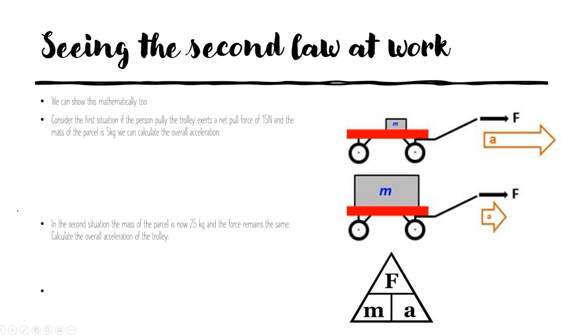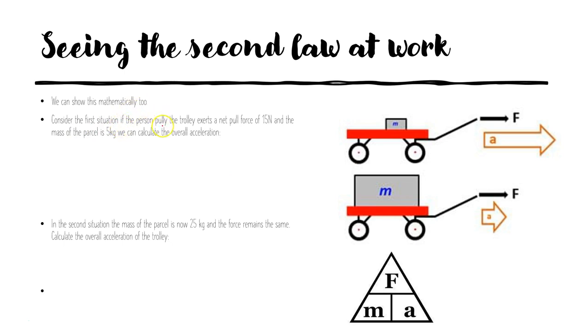So in order to see the second law at work, it's helpful for us to use the formula by substituting in values. So if we consider the first situation, we have a trolley with a small mass applied. So the person pulling the trolley will get a greater acceleration compared to if they tried to pull a trolley with a larger mass. And we can show that mathematically by substituting in a few different values.